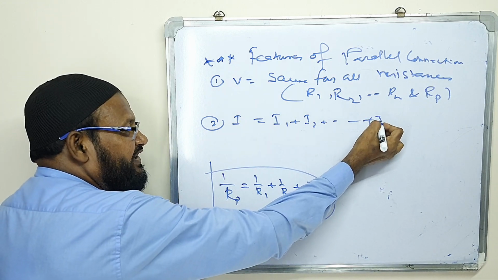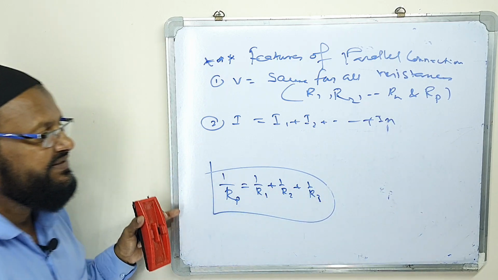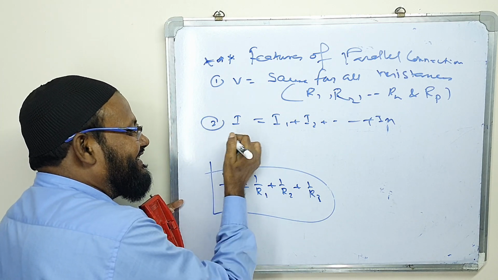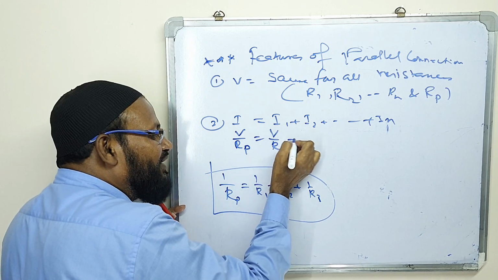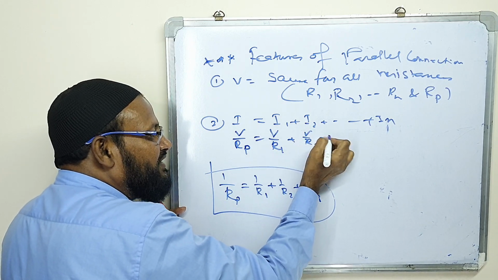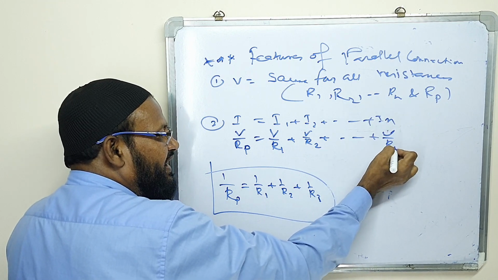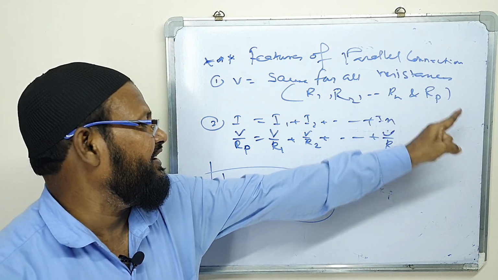Sir, I am not taking 3 only. I am taking n number of resistances, up to Rn. What is the formula? From here, this is V by Rp, this is V by R1, this is V by R2, and this is V by Rn. The V is the same for all resistances.